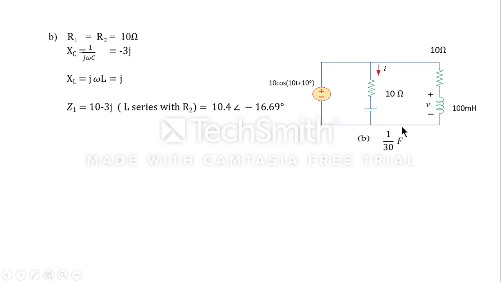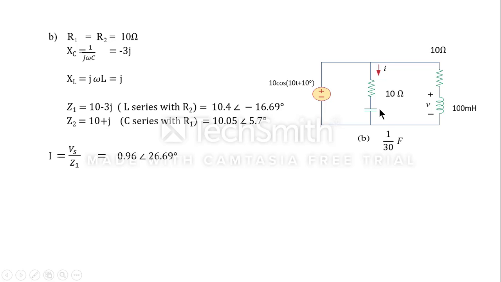Now we have to find the impedance across this resistor, the impedance in this circuit, and the impedance across this circuit. So the impedance Z1 is given as the series combination of the resistor and the inductor, which is equal to 10.4 with a polar angle of minus 16.69 degree, and Z2 is a series combination of the resistor and the capacitor, which is equal to 10.05 with a polar angle of 5.7 degree.